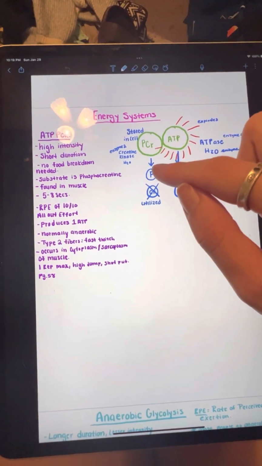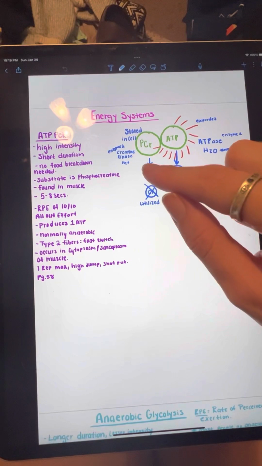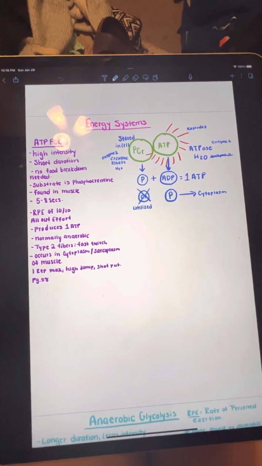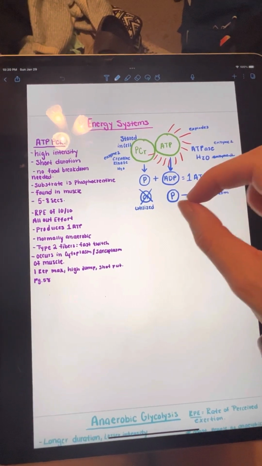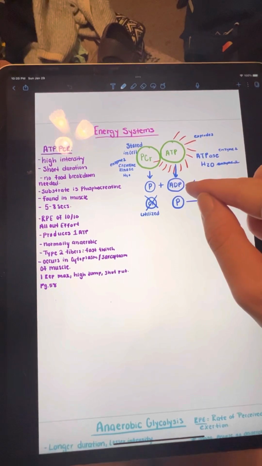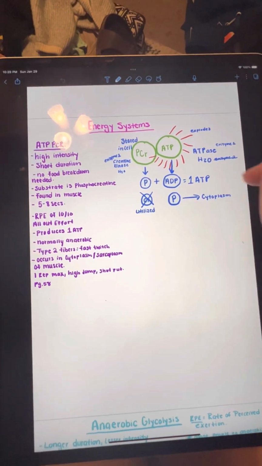The PCR is going to be broken into a phosphate and creatine. The creatine gets utilized, and it's broken down with an enzyme called creatine kinase, and then the ATP is going to break into an ADP and a phosphate. The phosphate gets moved to the cytoplasm, and then the phosphate and the ADP from the PCR and the ADP from the ATP create one ATP.